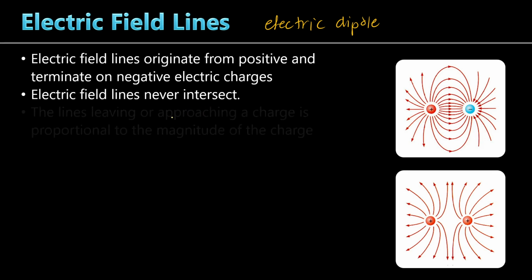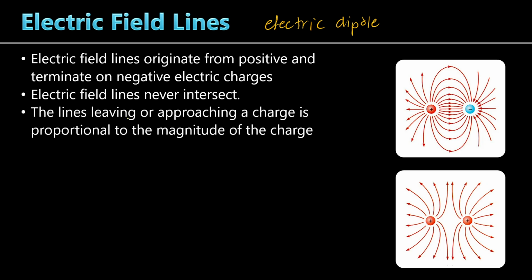Another thing, the number of field lines leaving or approaching a charge is proportional to the magnitude of the charge. Yan, anong ibig sabihin nito? Simple lang. Kung malaki yung magnitude ng charge, mas maraming electric field lines yung manggagaling sa kanya. Or kung negative, yung directed towards it.